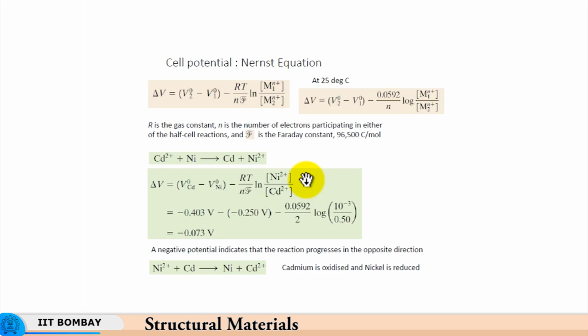So, it would have been minus 0.403 volts plus 0.250 volts. So, this would have been the value, about say minus 0.15 volts or thereabouts, but then it has got modified to minus 0.073 volts because of the differences in molar concentration.